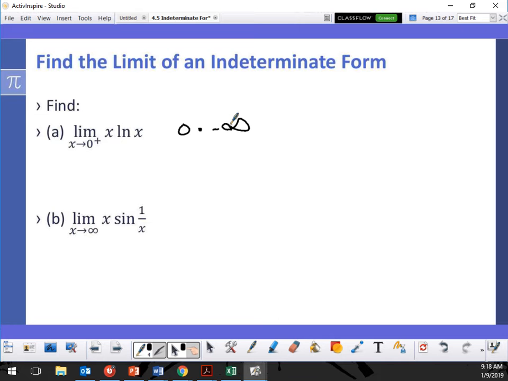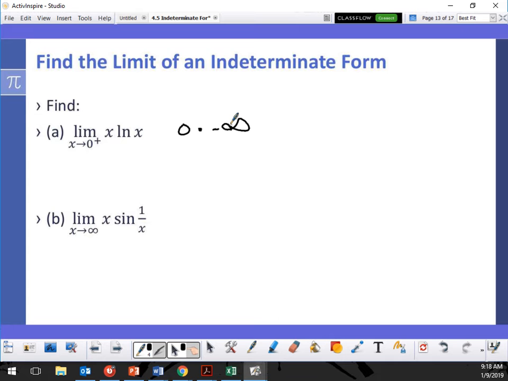So I'm going to rewrite this problem, but see this one right here? The zero's messing me up, right? I'm okay with the infinity, but the zero's messing me up here. Okay, so I'm going to rewrite that.